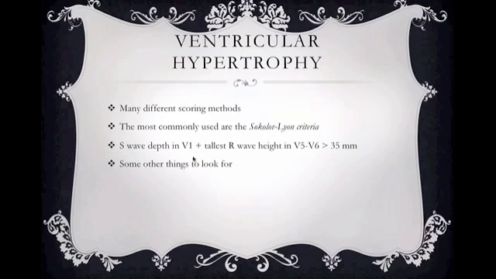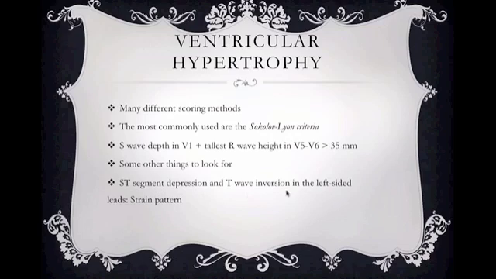So looking at your S in V1, and your R in V5 or V6, or we can say looking at your S wave in your right precordial leads, or an R wave in your left precordial leads, if they add up to 35 millimeters or greater, then you have ventricular hypertrophy, and ST segment elevation or depression might be in your differential. So ST segment depression and T wave inversion on the left side of leads is going to show you your strain patterns. So let's look at that, right? And your ventricular hypertrophic patients might be left axis deviated.